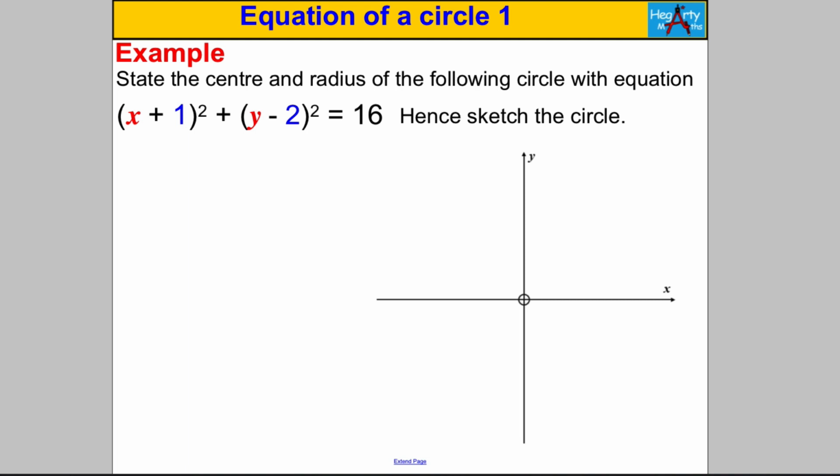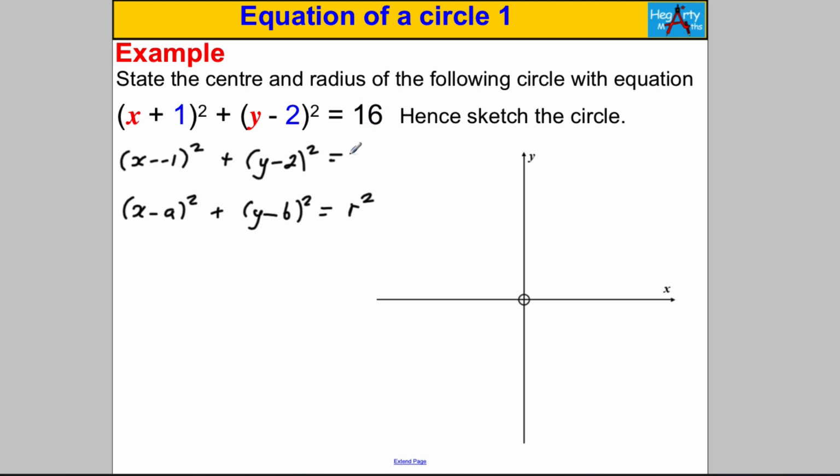Pause the video, have a go. Again, we want it in the form x subtract a all squared add y subtract b all squared is something squared, r squared. Okay, now it's nearly in that form, isn't it? But we need to here do our little trick and say that adding 1 is like subtracting negative 1 all squared, add y subtract 2 all squared. Now 16 is not our radius. You have to think what squares to 16, write it in the form 4 squared.